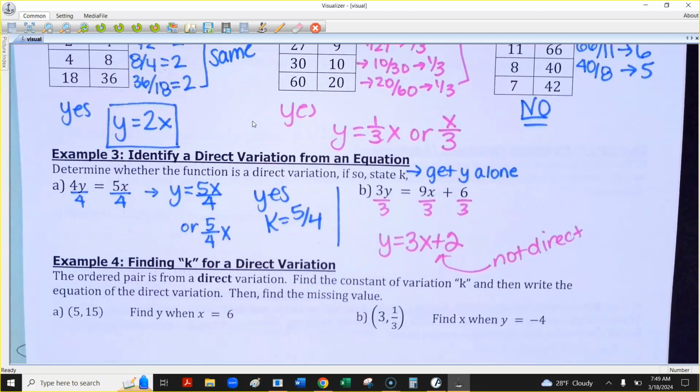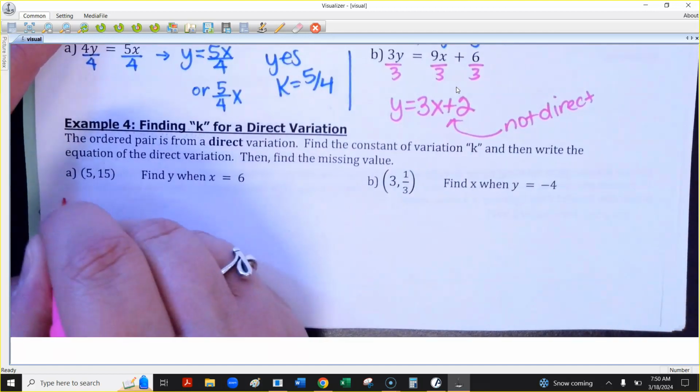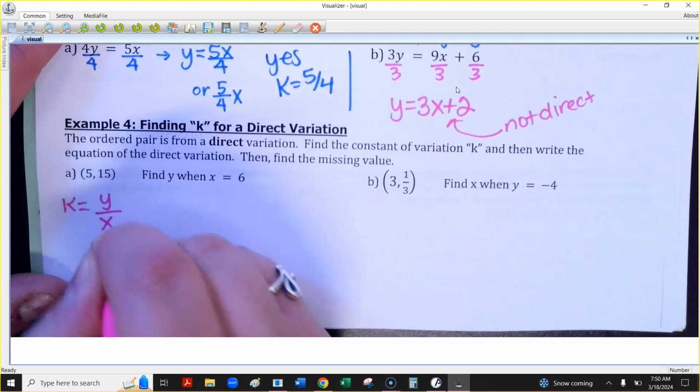Okie dokie. Now, these are the types of problems you're going to be asked to do. So it says the ordered pair is from a direct variation. Find the constant of variation k, write the equation of variation, and then it's going to ask you, all these problems ask you like a secondary question to find some missing value. For a direct variation, just remember the k value is y divided by x.